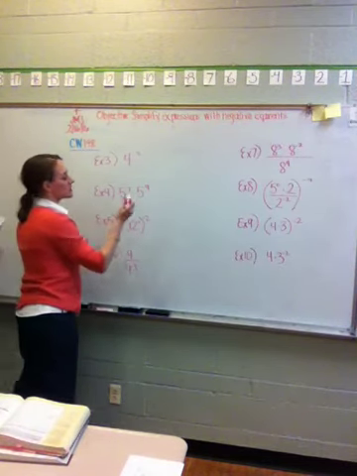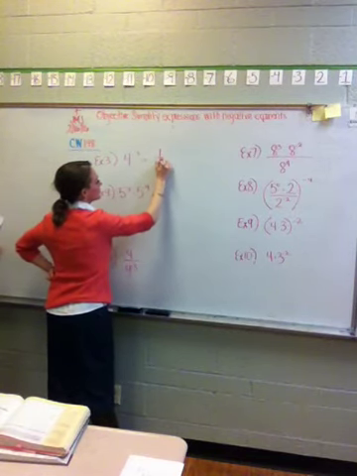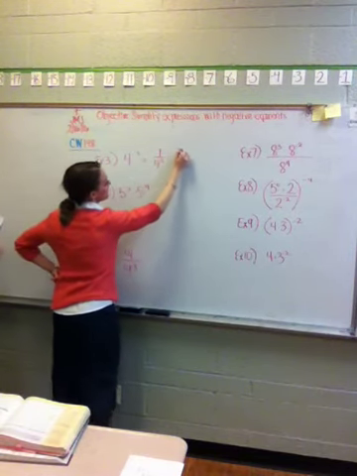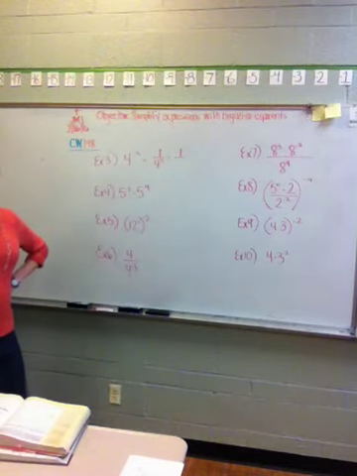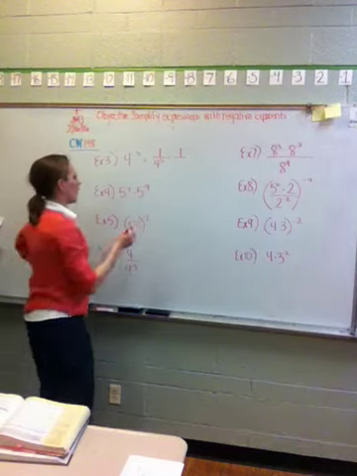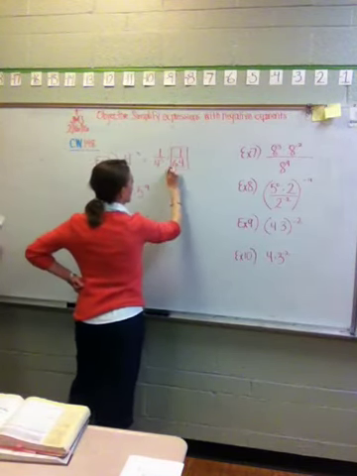So we've got 4 to the negative 3, which is the same as 1 over 4 to the third, which is the same as 1 over 4 times 4 is 16. 16 times 4 is 64. So this is the best answer.